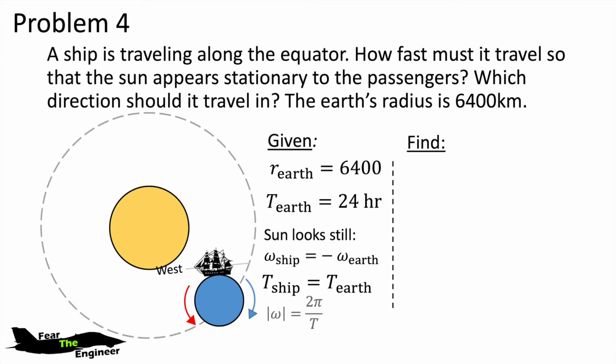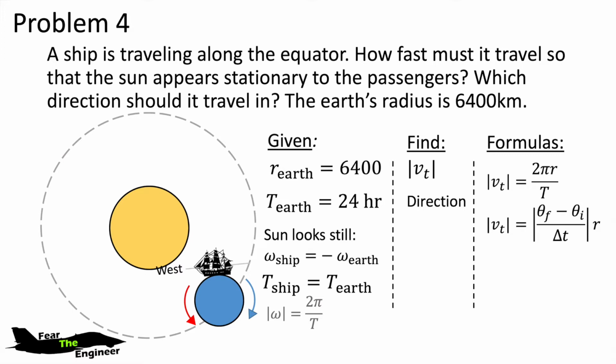The problem wants us to find what speed the ship must travel at to counteract the Earth's rotation. Since the problem didn't say angular speed, we'll assume it wants the tangential speed. Let's pick which formulas to use. These are the formulas we can use to find tangential speed. Since we don't know the angular position at two different times, the second formula won't help us. We'll have to use the first one.